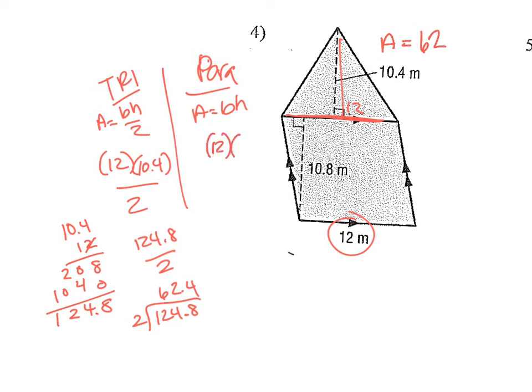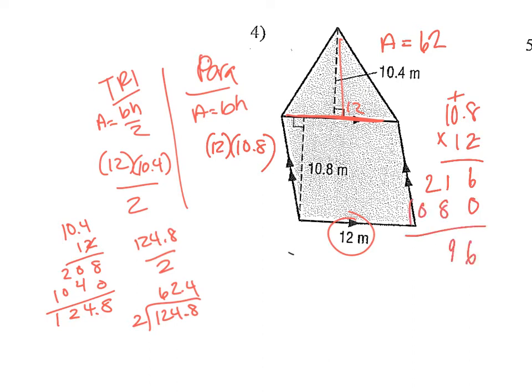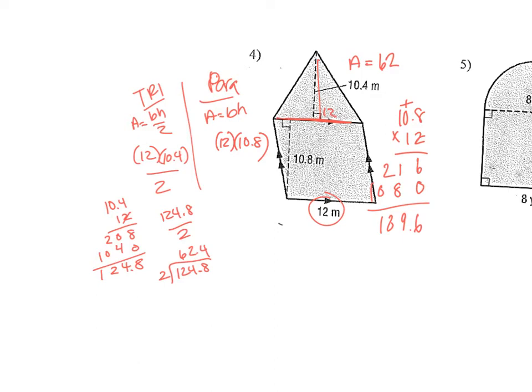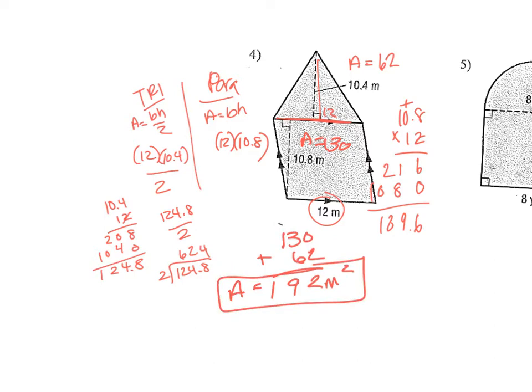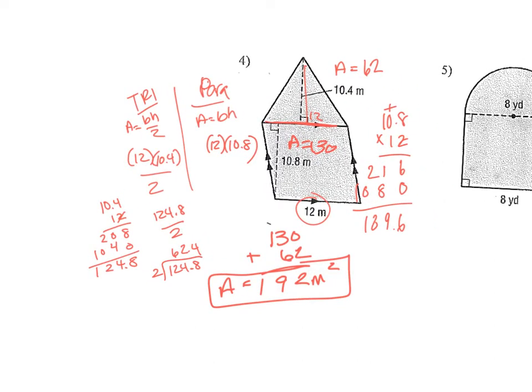Then the parallelogram, base times height. So I should have 12 times 10.8. So 10.8 times 12. So 129.6, but we can round it to 130. So then 130 plus the area for the triangle, which was 62. So for the whole composite figure, my area would be 192 meters squared.